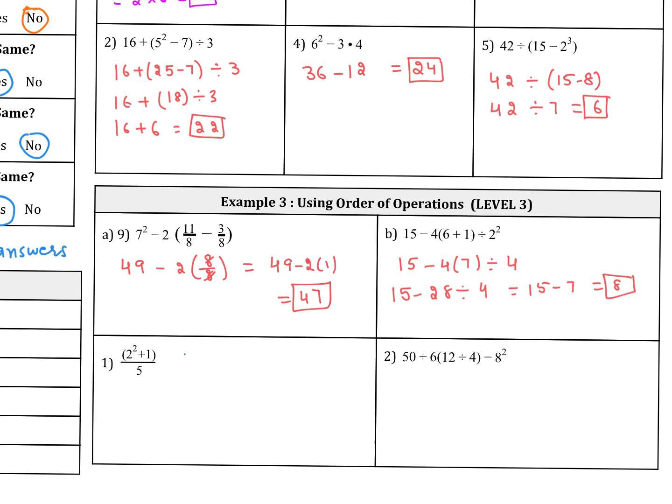For number 1, that's 2 to the power of 2, 4 plus 1 divided by 5. 5 divided by 5 is 1. 50 plus 6 times 3 minus 64. 50 plus 18 minus 64, and that's going to be 68 minus 64. So the final answer is 4.